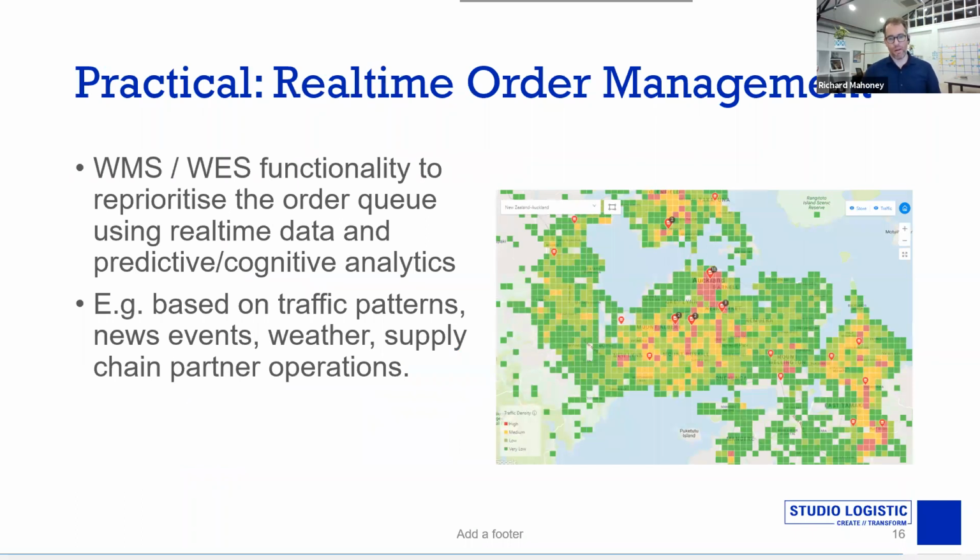So let's talk about some practical stuff. Real-time order management. This is a feature that we're starting to see come into warehouse management systems or execution systems, particularly where there's automation involved. What this is really about is the ability to reprioritize the order queue in real time. So let's say you're an e-commerce operation. We're starting to see internationally that the service level expectation is getting down to hours rather than overnight. So if you click, you expect a delivery in a couple of hours.